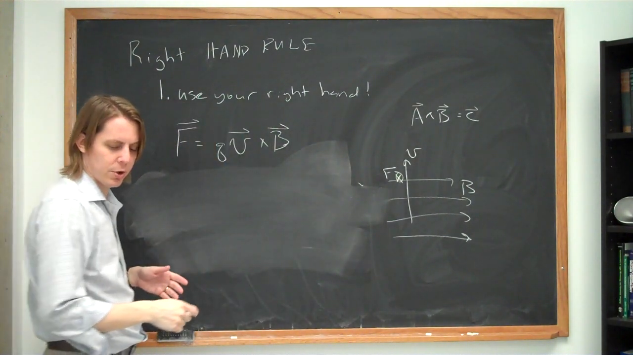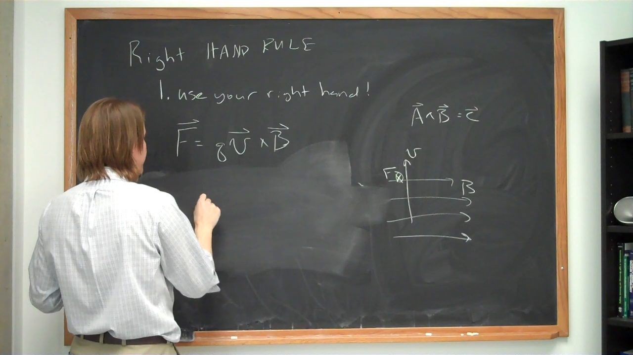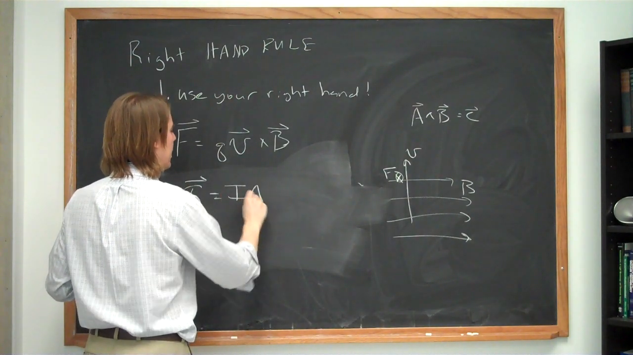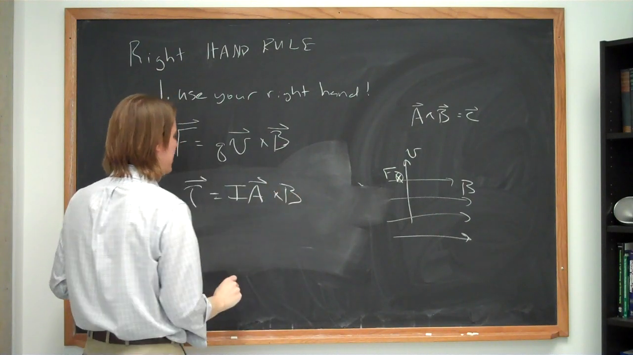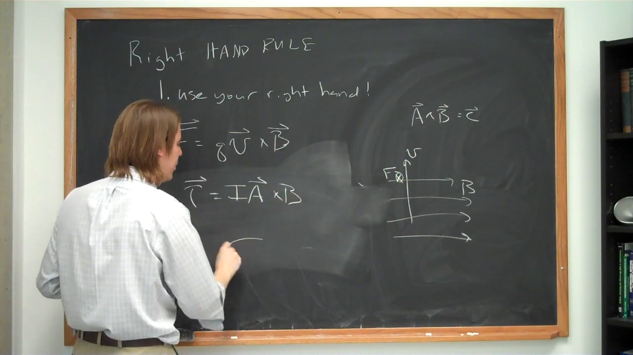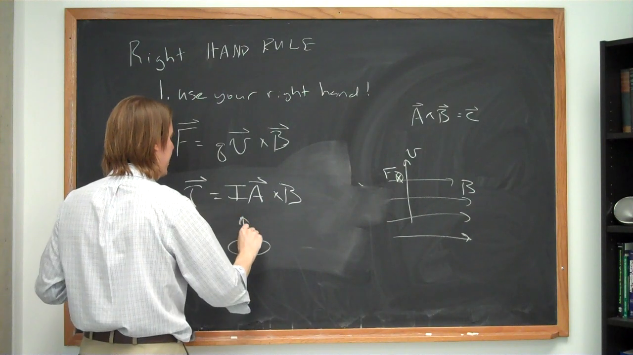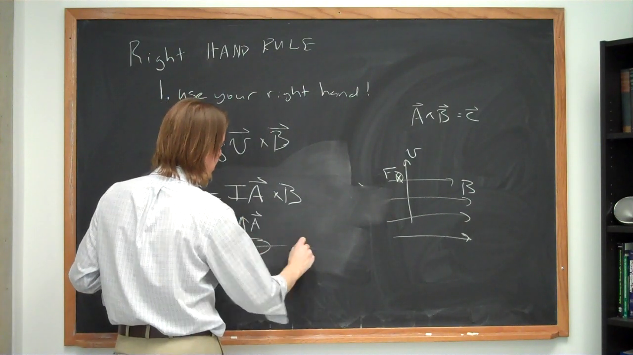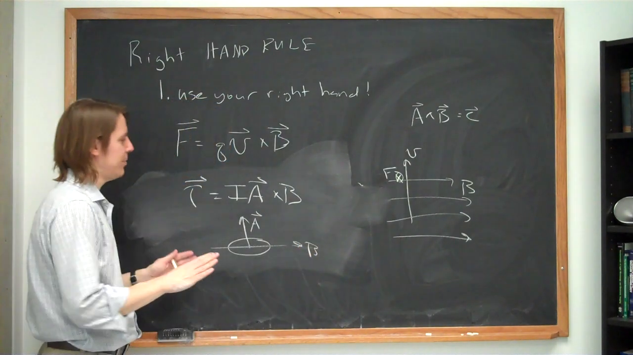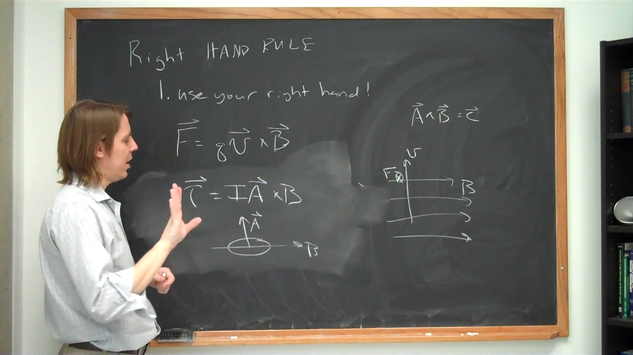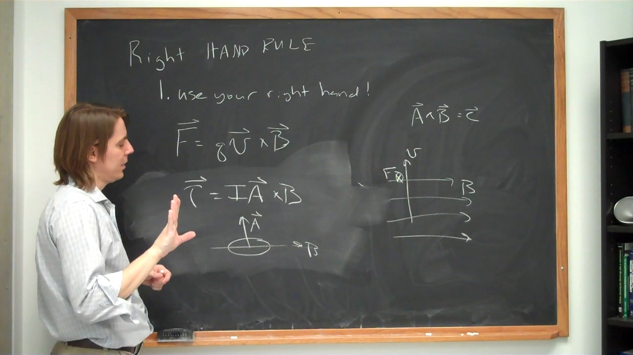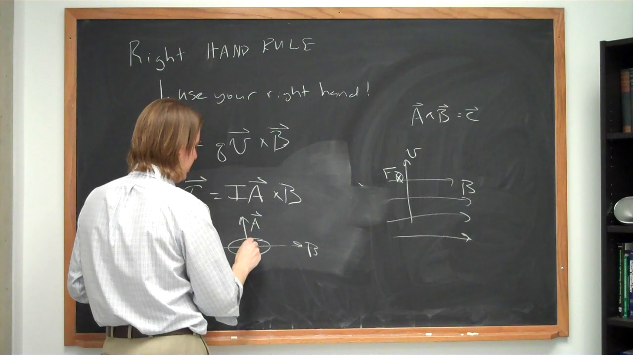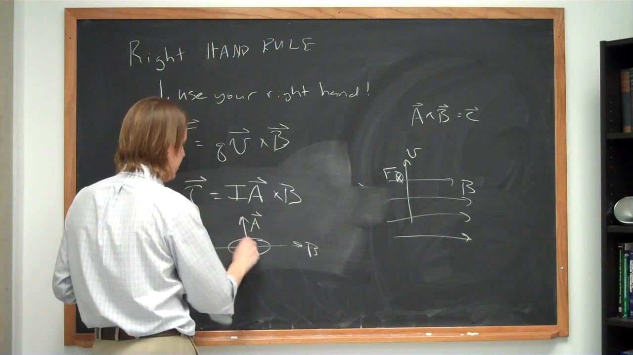All right, so torque was I A cross B. So you have a current loop with some area vector A, and B is this way. Well, it's the exact same thing, even though it's a different expression. It's A crossed with B, it's into the board. So the torque is going into the board here.